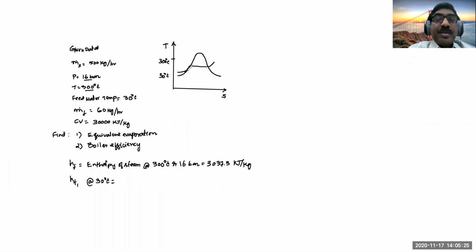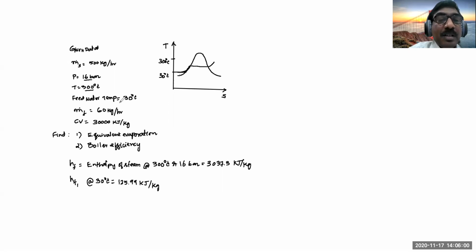The saturation temperature means wherever the 30 degrees centigrade line is intersecting with the saturation curve. So at this point, what is the enthalpy? From the steam table directly we can get this value. This is 125.99 kilojoules per kg.